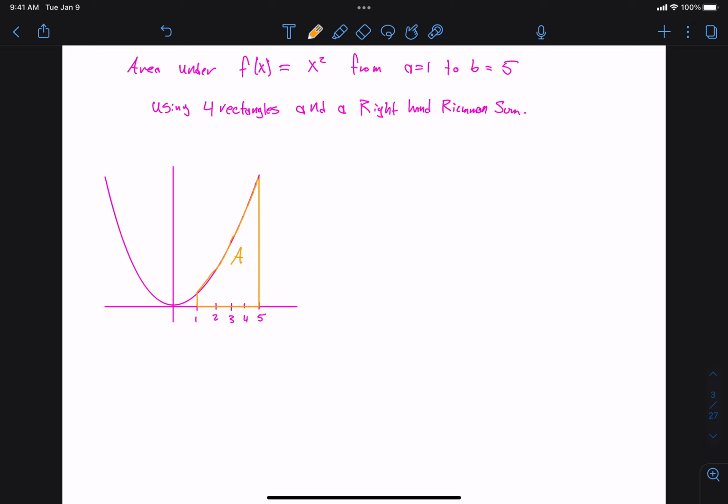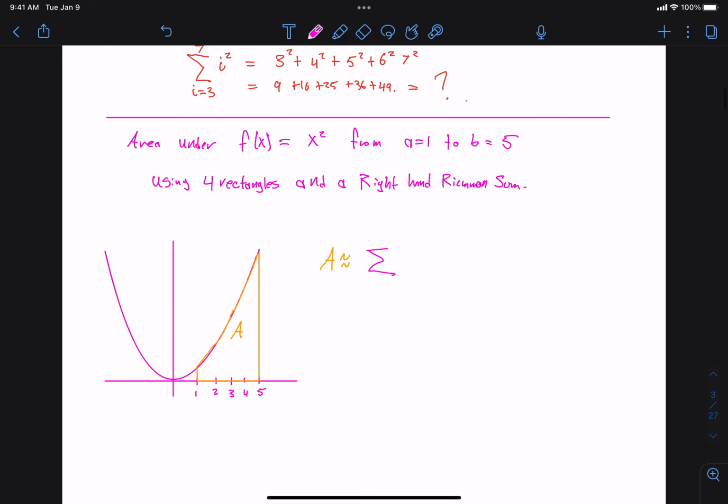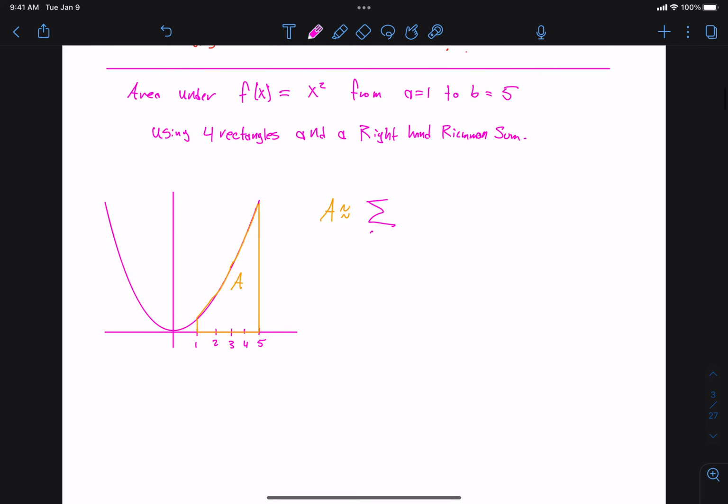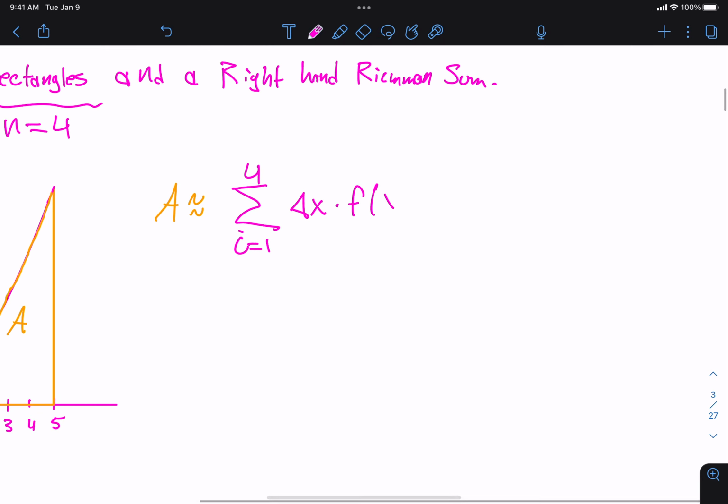Okay, so from the previous note box, we learned that A is approximately equal to, now we're going to write down this thing. It's the sum, and I'm doing a right-hand Riemann sum, so I'm going to use the formula for a right-hand Riemann sum, which says I should start with i equals 1 up to n. Remember n is the number of rectangles. They tell us that we have 4 rectangles, so n should be 4. So i equals 1 to 4. And now what needs to go in here is delta x times f of x plus i times delta x.